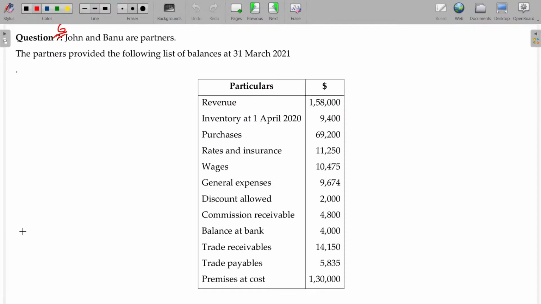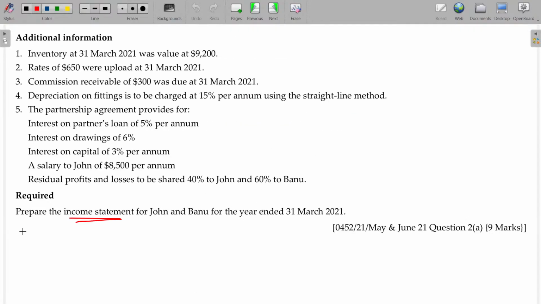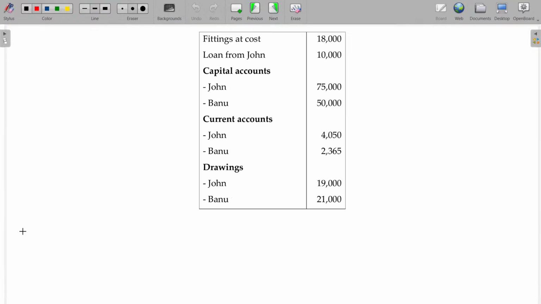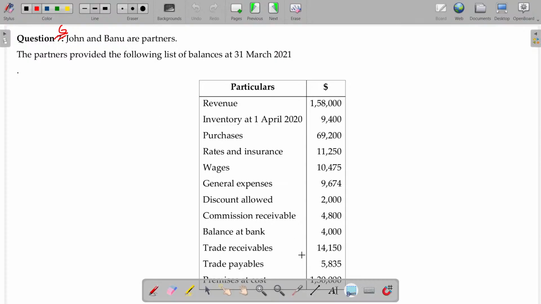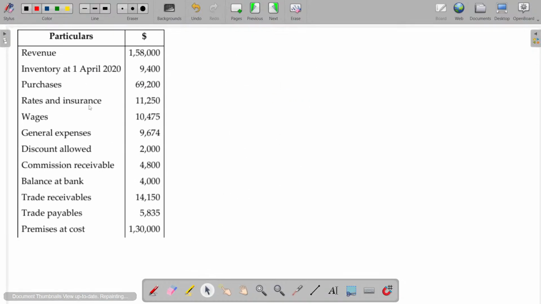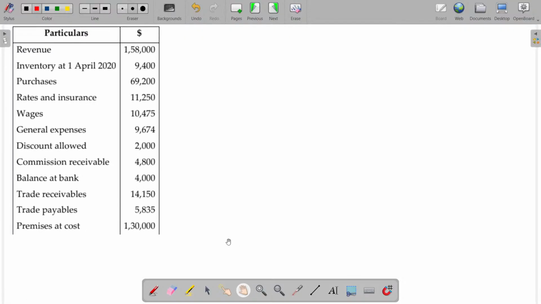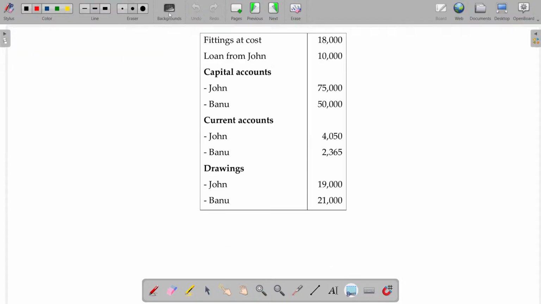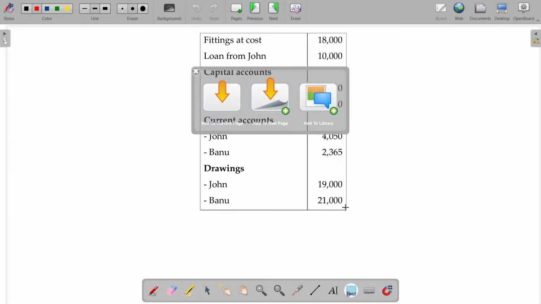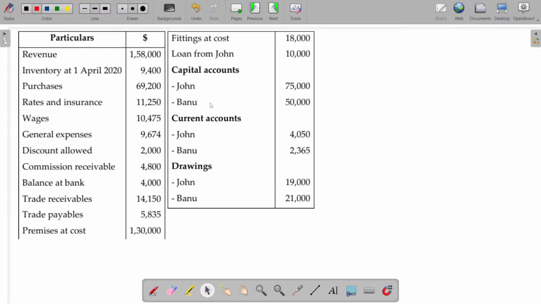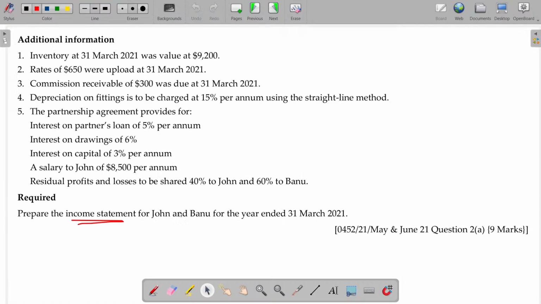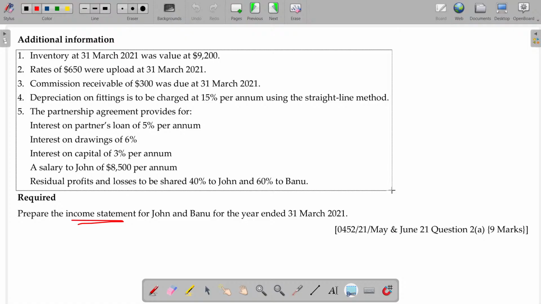Here we have been given complete details. From there you have to prepare the income statement as well as appropriations, both. Let's now start. Okay, the available information, this one. Then further we have this information also. So you have to prepare the income statement first of all, as per the information you studied in the financial statements chapter.